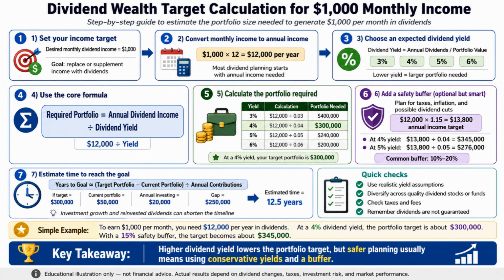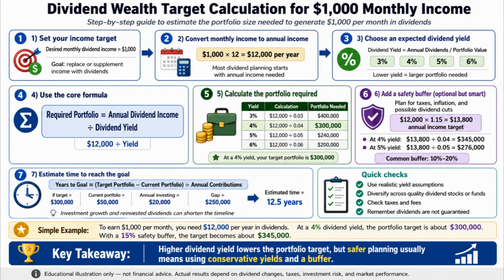Before depending on dividend income, it is important to do a few quick checks. Use realistic yield assumptions, diversify across quality dividend stocks or funds, check taxes and fees, and remember that dividends are not guaranteed. These checks can help make the plan more balanced and practical.